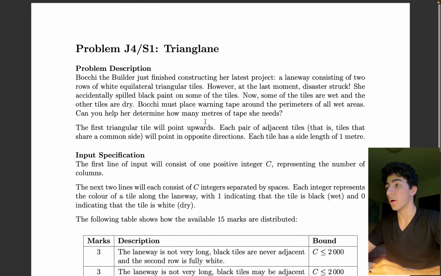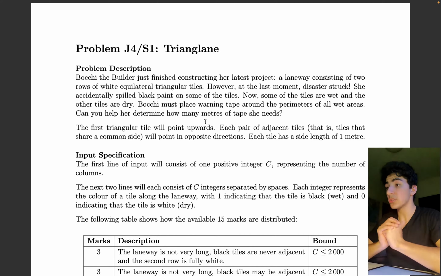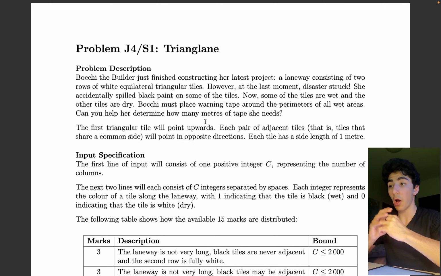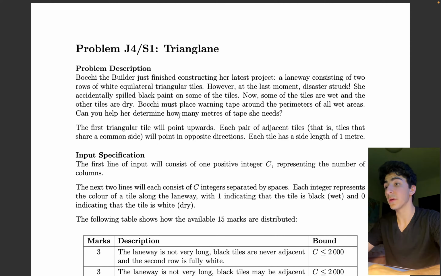Alright, the problem description says, Bocce the builder just finished constructing her latest project, a laneway consisting of 2 rows of white equilateral triangular tiles. However, at the last moment, disaster struck. She accidentally spilled black paint on some of the tiles. Now, some of the tiles are wet and the other tiles are dry. Bocce must place warning tape around the perimeters of all wet areas. Can you help her determine how many meters of tape she needs?